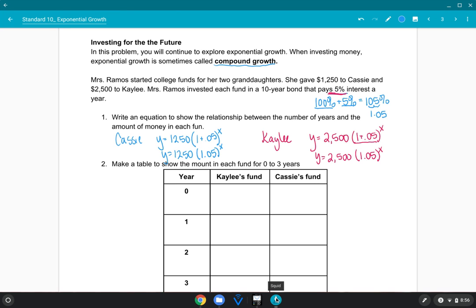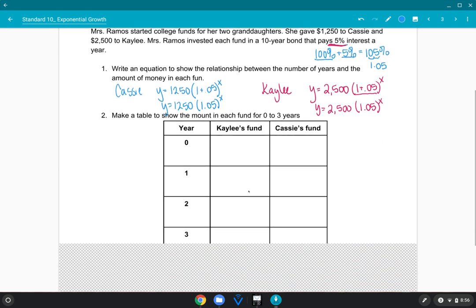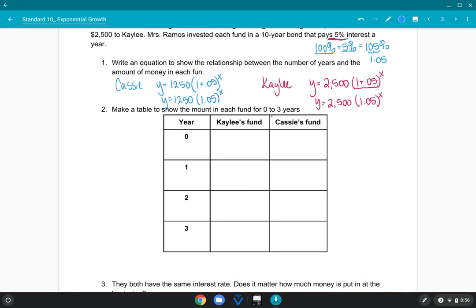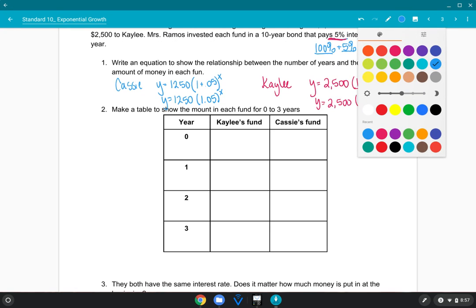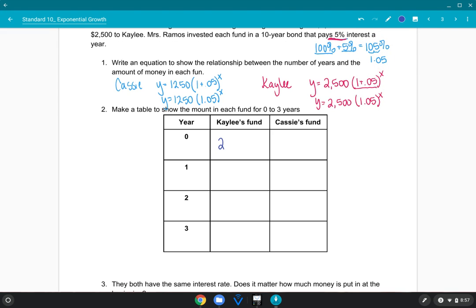All right. Make a table to show the amount in each fund for years 0, 1, 2, and 3. So at the beginning, we already know Kaylee has $2,500 and Cassie has $1,250. And we're going to use those equations to figure out how much they will each have after year 1, 2, and 3.